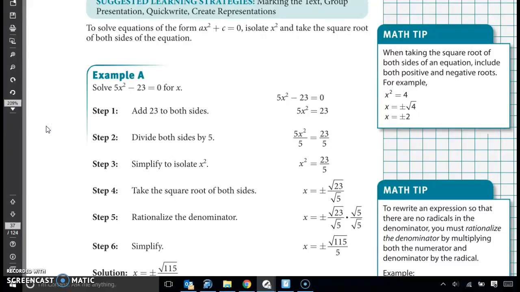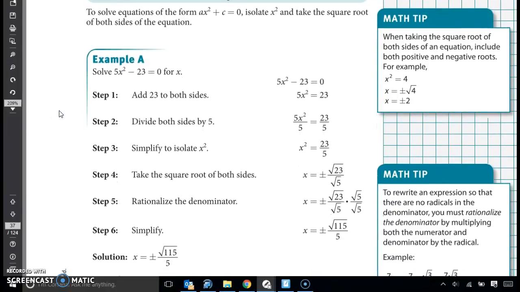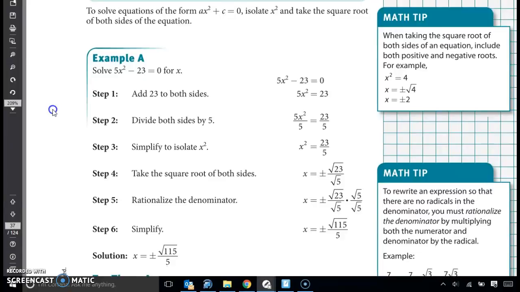Alright, so we're going to start by solving equations in the form ax squared plus c equals 0. So this is similar to what we were doing last week with complex numbers. We're going to look at isolating the x squared and taking the square root of both sides of the equation. So we have 5x squared minus 23 equals 0. We're going to solve for x.